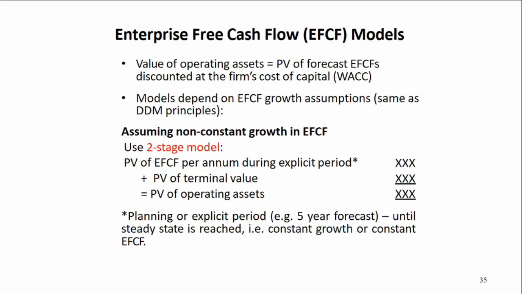So the first thing we need to do is to determine the present value of the enterprise free cash flows during the explicit period. During the explicit period, the growth in your cash flows is not constant. Therefore, each year, the growth in these cash flows is going to be different. So we need to present value the enterprise free cash flows every year during the explicit period, as the growth rate is not constant.